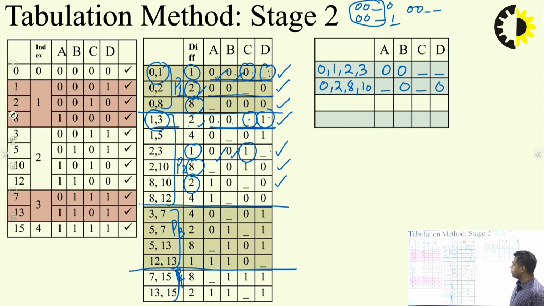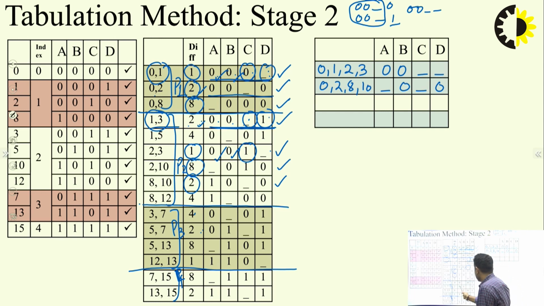Similarly, I can compare the terms from partition 2 with partition 3 and similarly partition 3 with partition 4. If I do that, we can check that 1, 3 difference is there with 5, 7. So 1, 3, 5, 7 can make a group. We need to check. 1, 3 is 0, 0, dash, 1 and 3, 7.